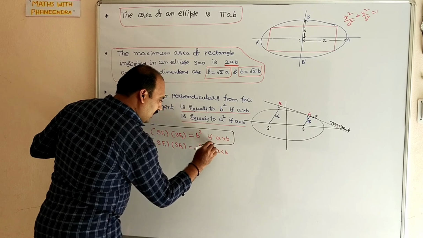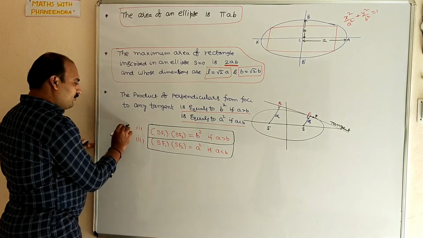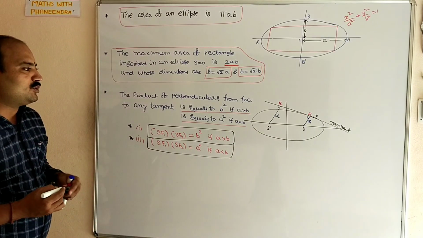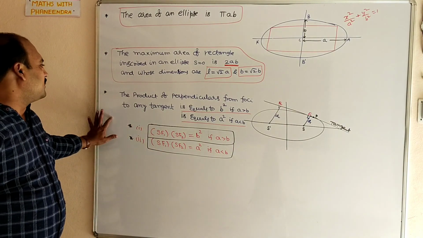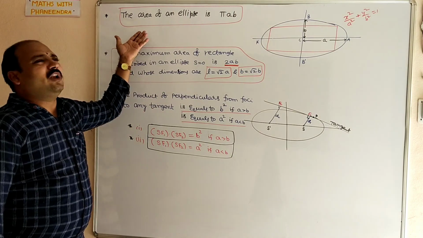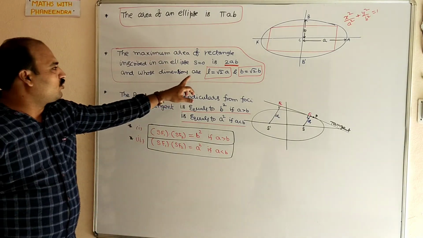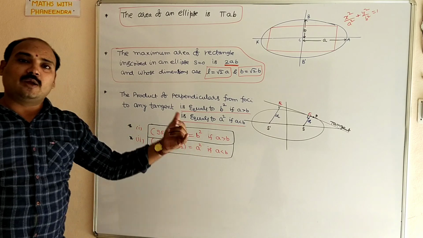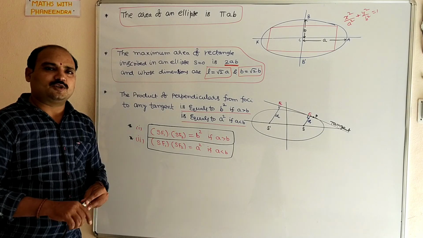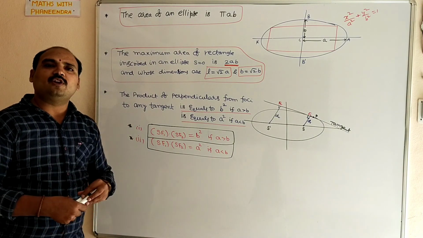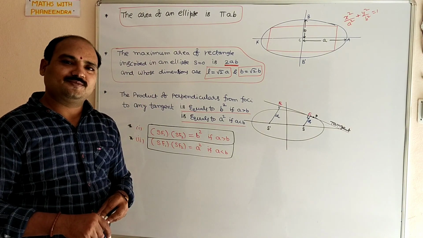The product of perpendiculars from the foci to any tangent to the ellipse. These are very important in competitive exams. Regularly they are asking this one and this one and this one. This is well known. In maximum and minimum problems we also use the formula pi ab, and even these two formulas, because of the maximum area of a rectangle inscribed in it. Let us have a discussion of some questions related to this. Otherwise, in the coming video, we will discuss these concepts and related questions. Thank you all.